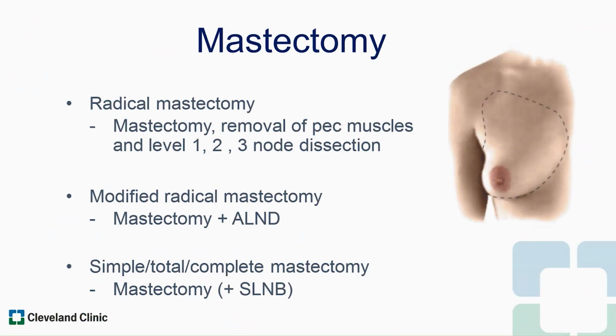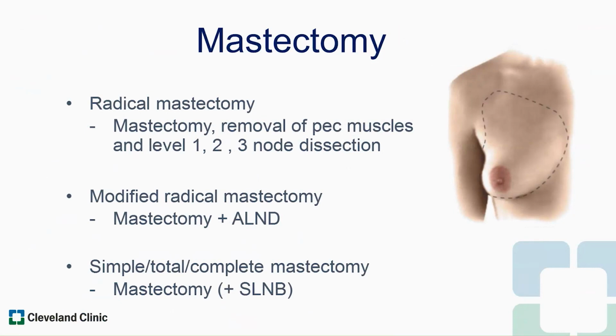Usually what we perform nowadays is a mastectomy with axillary lymph node dissection. We're not removing the muscle, and it's a level 1 and level 2 dissection. If you're doing a mastectomy with axillary dissection, together that's called a modified radical mastectomy.